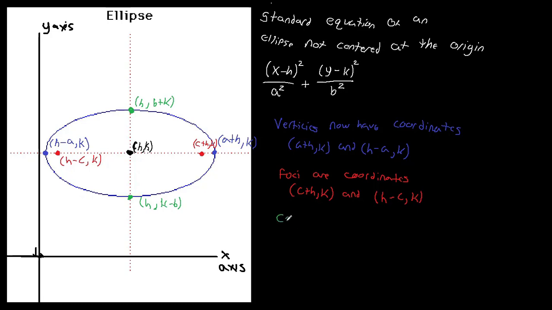So the co-vertices are h comma b plus k and h comma k minus b. So hopefully you can see where we're going to start to have to play around a little bit with these vertices to get out a and b. We can't just use the vertex values directly.